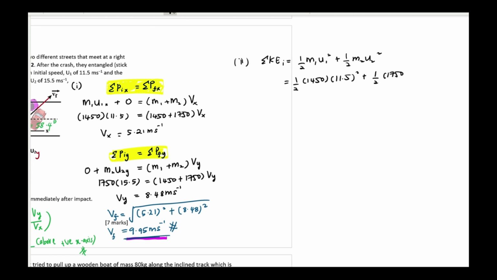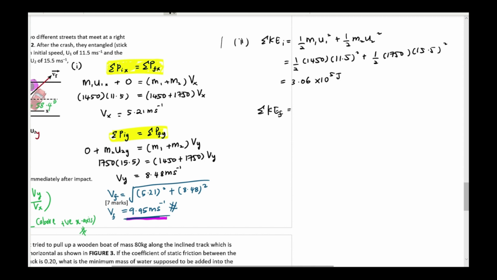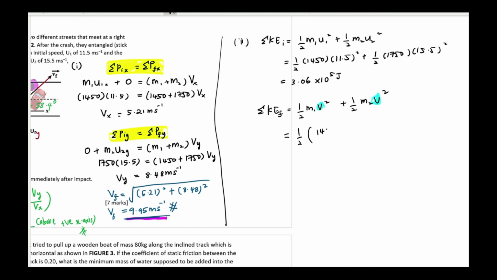Okay, so here we have 15.5 squared. So the answer is 3.06 exponent 5 joule. Alright, and then the total kinetic energy final is equal to K final, half m1 v squared plus half m2 v squared. Kan, since the velocity sama, sebab dia bergerak sekali ni, v ni sama yang saya highlight dengan warna biru ni. So, bolehlah half tu boleh factorize kan, m1 plus m2, and then v squared.